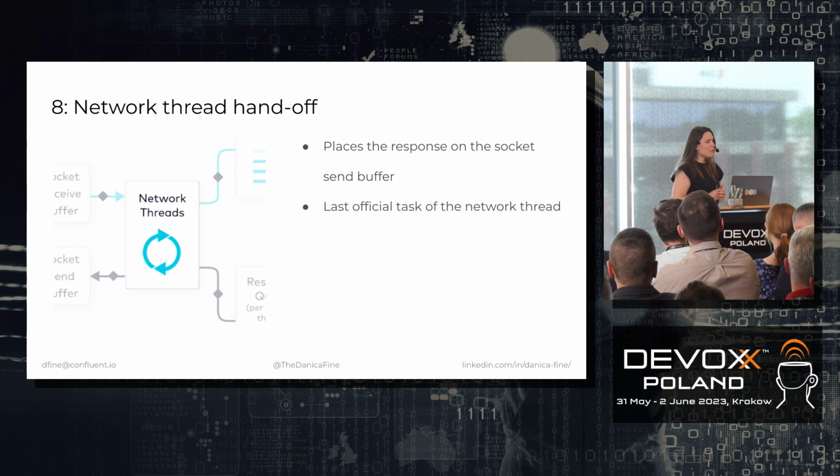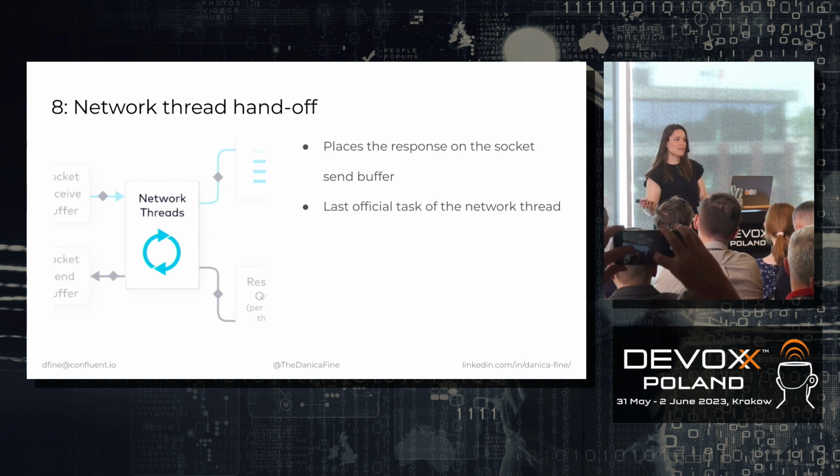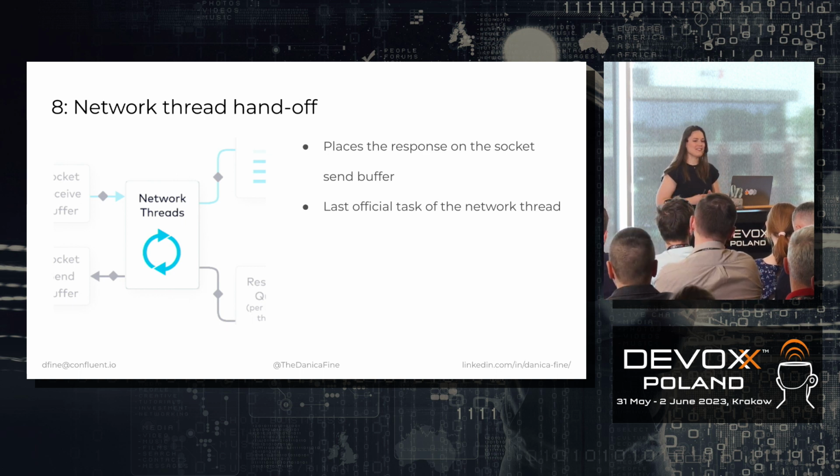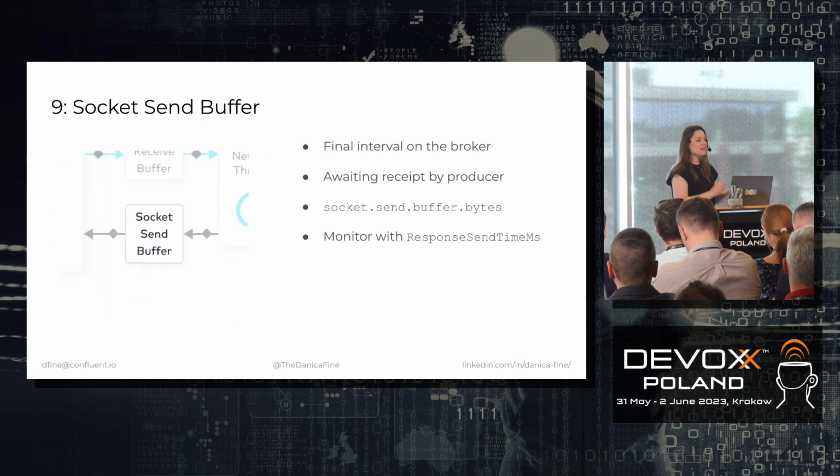From there, back to the network threads, we're going to do a handoff. The network thread that picked up this request initially has still been monitoring it and handling it during this life cycle, but now it's going to end its job. It's going to pick up this generated response and start the process of sending it back to the producer client. And finally, this outgoing response is placed on the socket send buffer to await being received by the producer. In fact, the broker is going to wait until this is completely received by the producer before moving on.